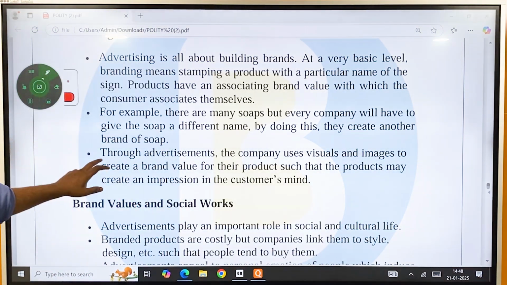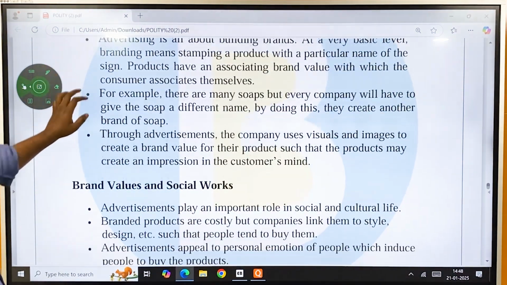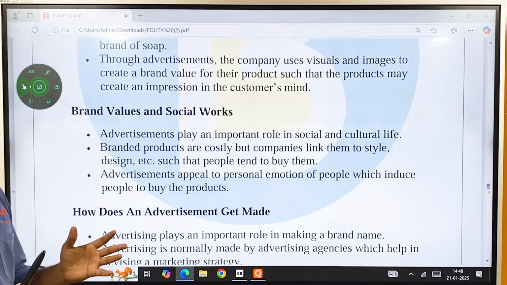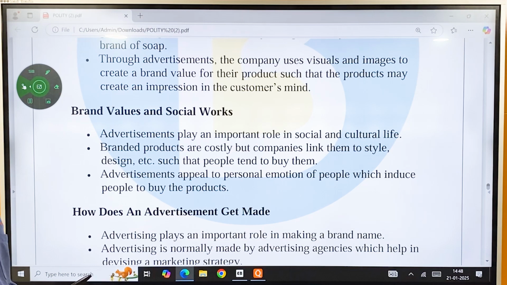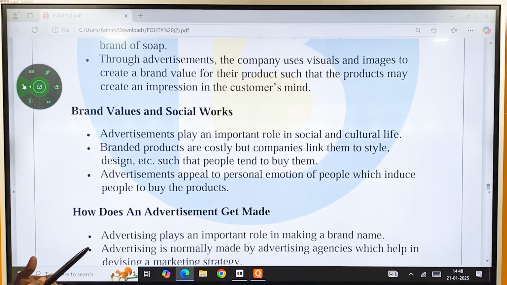Through advertisement, the company uses visuals and images to improve the brand value. So in building brand values and in social work, advertisements play an important role in social and cultural life as well. Branded products are costly, but the companies link them to style, design, and lifestyle, such that people tend to buy them. They associate branded products with a higher way of living.